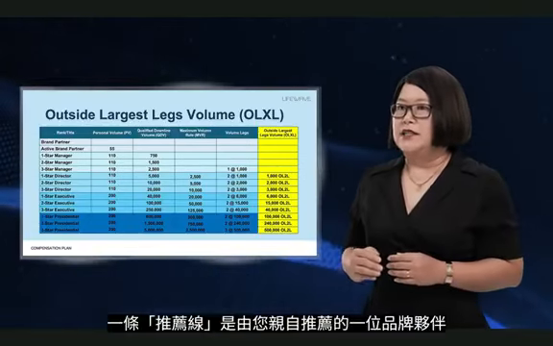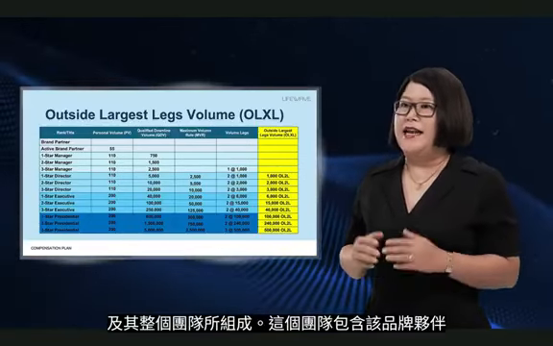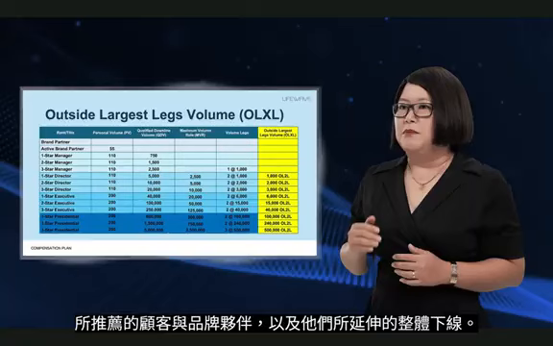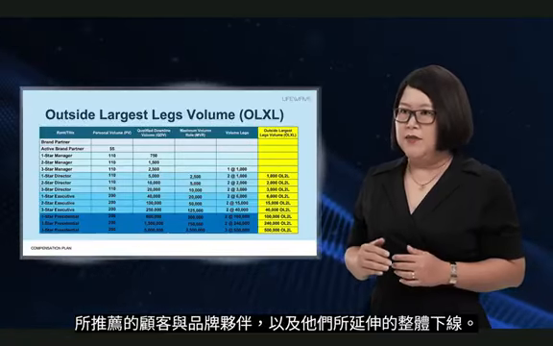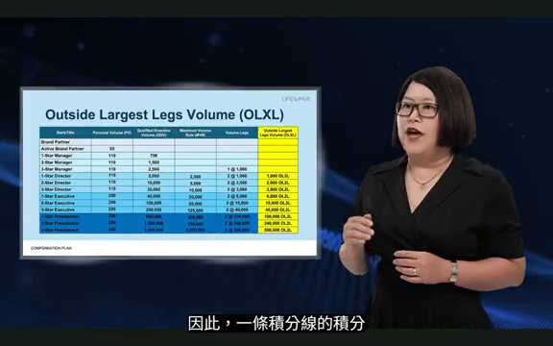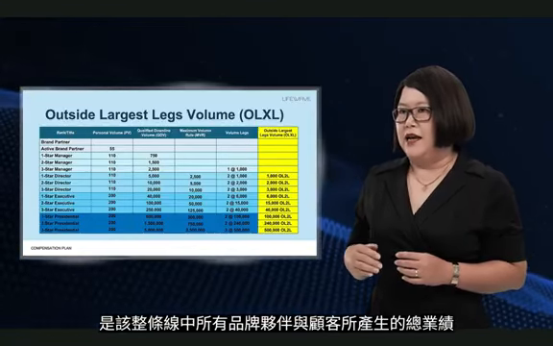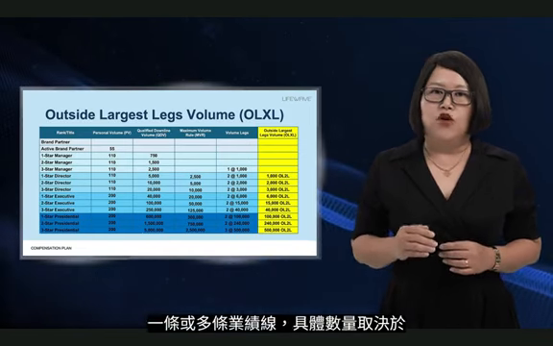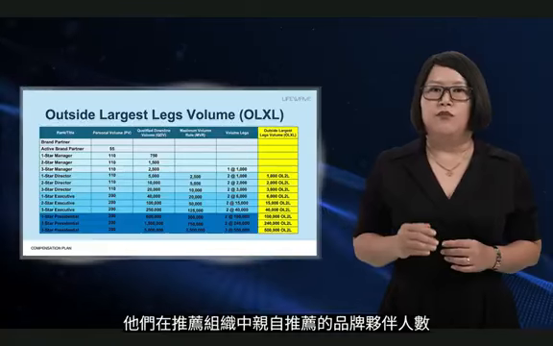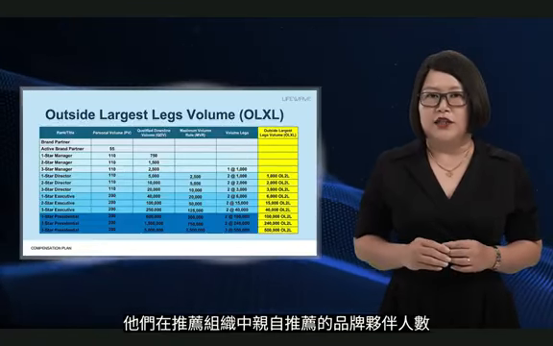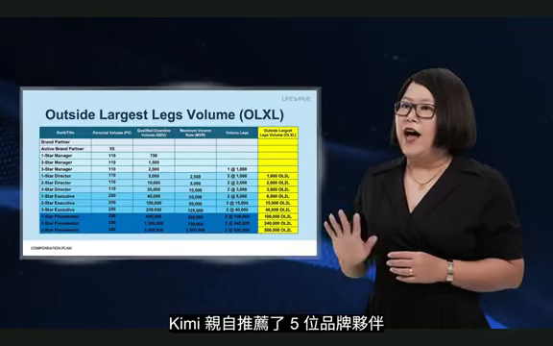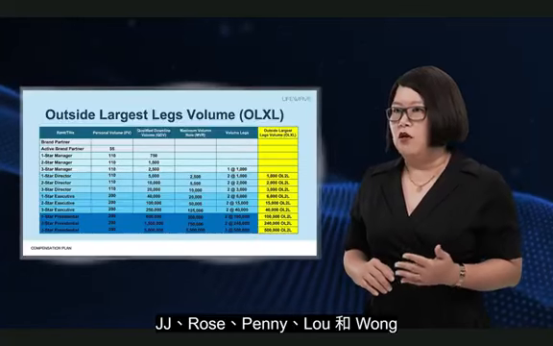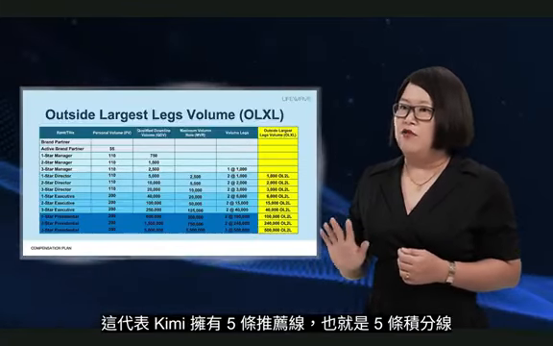Remember, a leg comprises a personally enrolled brand partner and the entire team under that brand partner, including all customers and brand partners personally enrolled by anyone in that team. So a volume leg will be the volume for every brand partner and customer in that leg. Every brand partner who has personally enrolled brand partners will have 1 or more volume legs depending on the number of personally enrolled brand partners they have in their enrollment organization. As an example, Kimi has 5 personally enrolled brand partners, JJ, Rose, Penny, Lou, and Wong. So this means that Kimi has 5 enrollment legs.